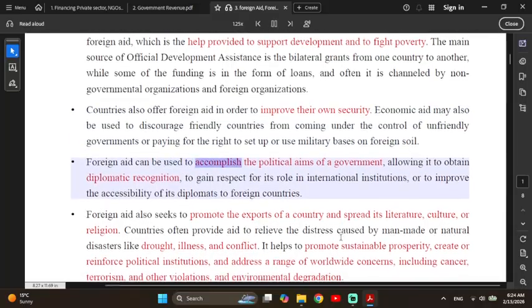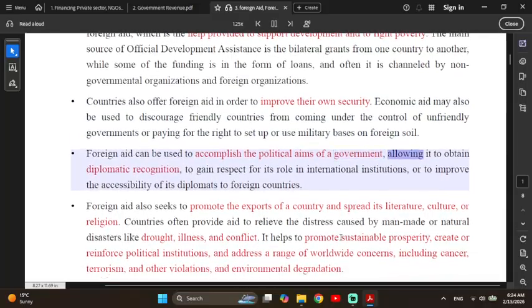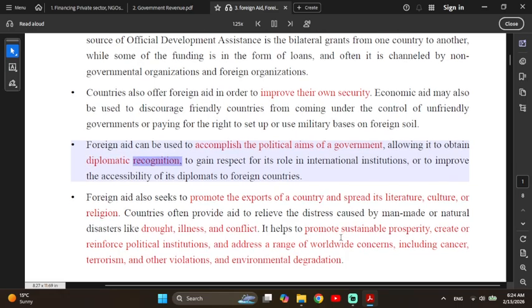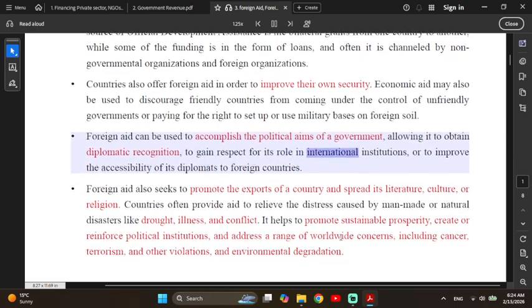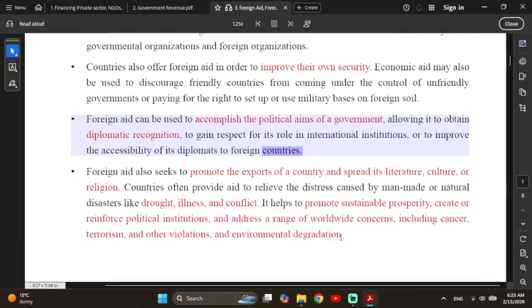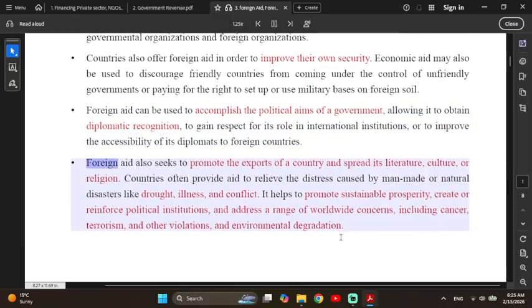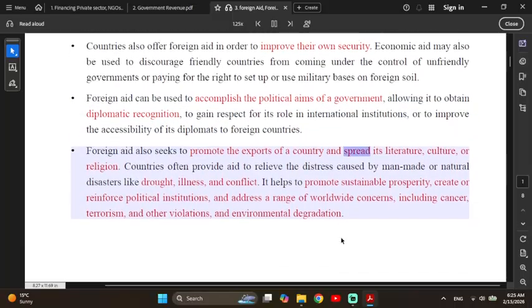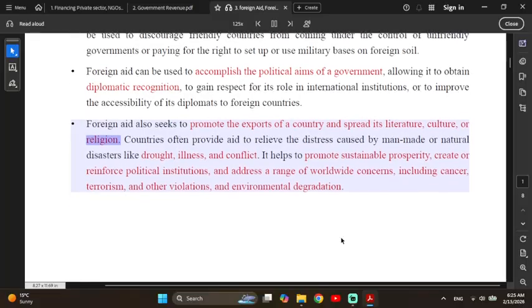Foreign aid can be used to accomplish the political aims of a government, allowing it to obtain diplomatic recognition, to gain respect for its role in international institutions, or to improve the accessibility of its diplomats to foreign countries. Foreign aid also seeks to promote the country and spread its literature, culture, or religion.